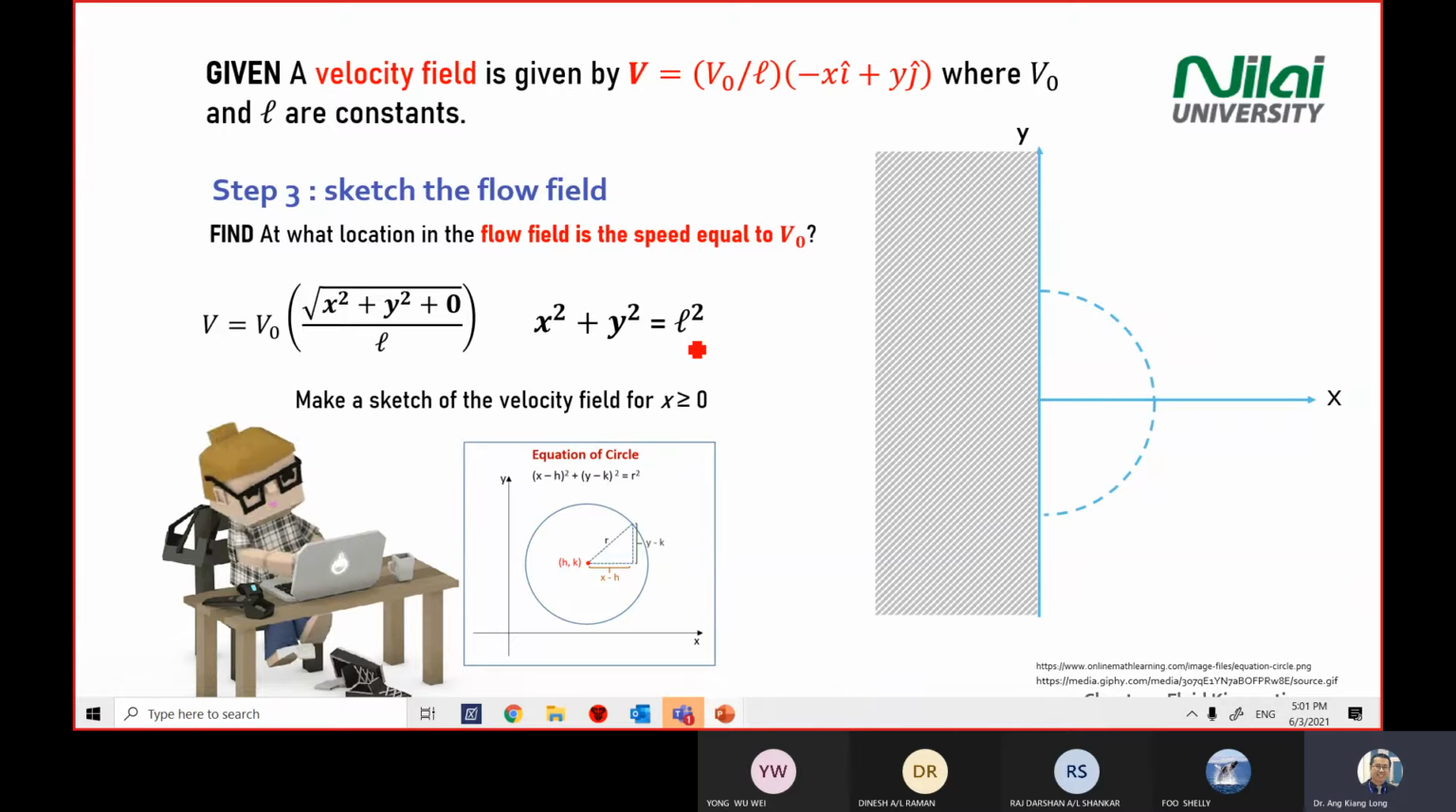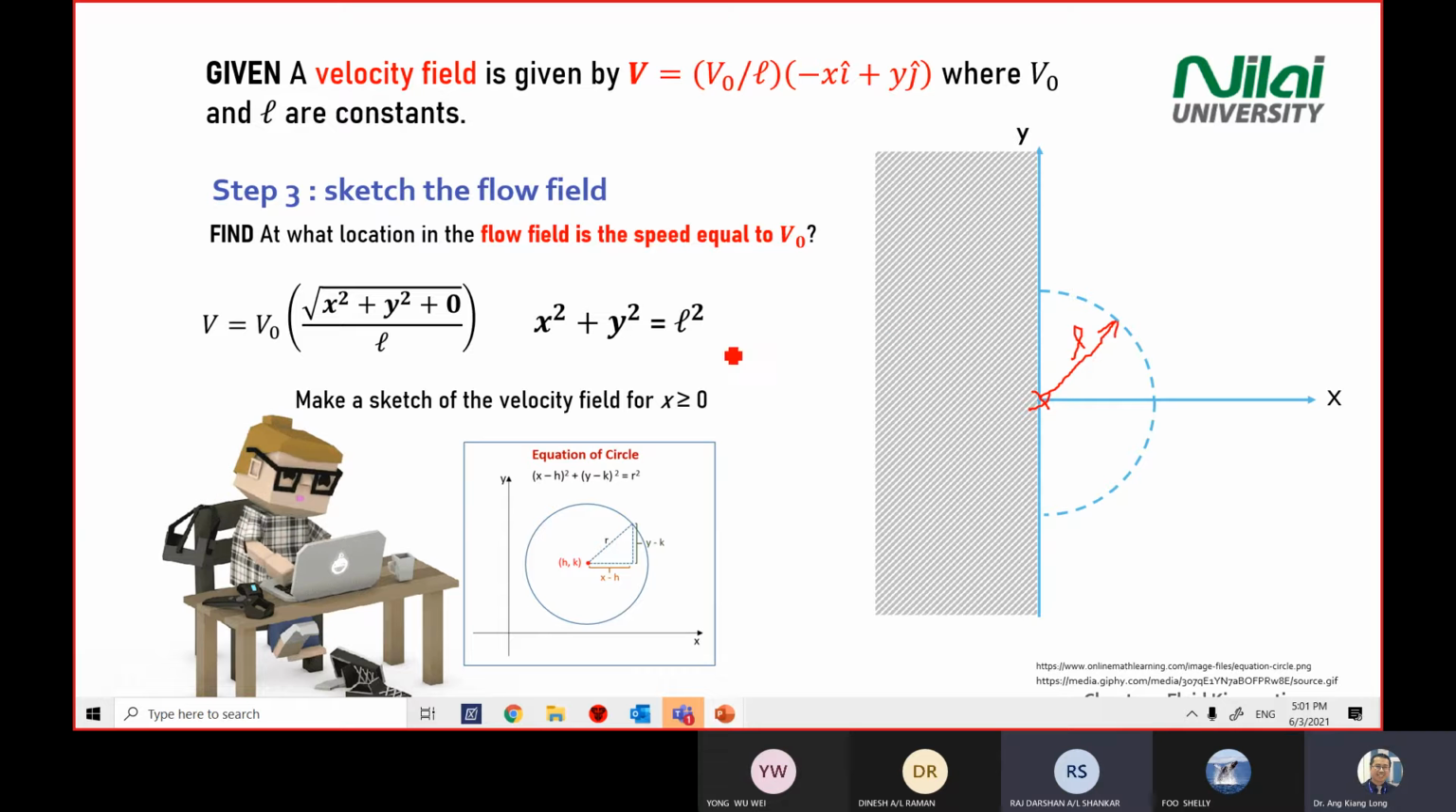Danish, you understand why the value of the circle, the radius of the circle is L? Dinesh? Do you understand? Here to here is L. Dinesh, are you there? Raj, are you there? Yes, sir, I'm here, sir. Okay, you understand the radius is L or not? Sorry, sir, I don't understand.